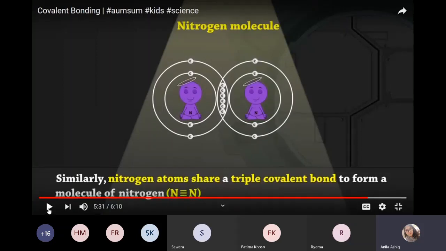This is a cute example of nitrogen in which each nitrogen is sharing 3 electrons. So that means 3 pairs. 3 pairs means in total 6 electrons. So let's count 1, 2, 3, 4, 5, 6 electrons. So when 6 electrons are bonded, or 3 electrons are shared by each atom, this is an example of triple covalent bonding.